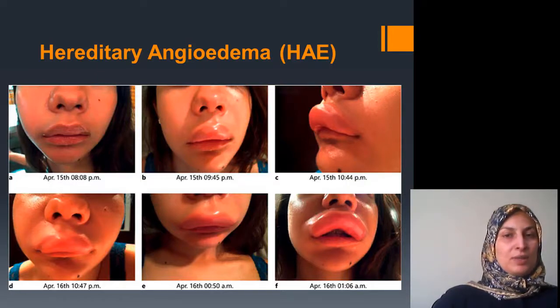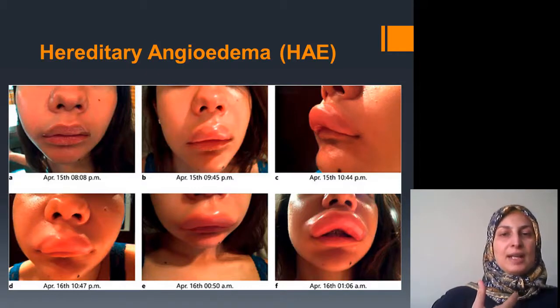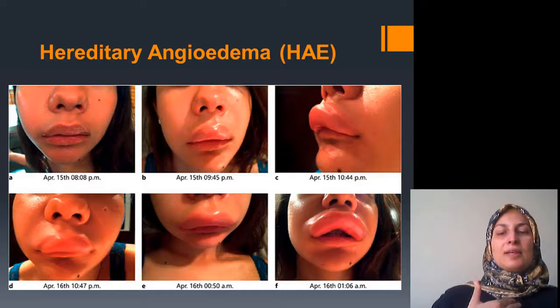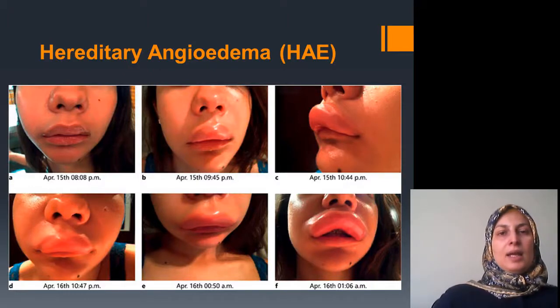The respiratory mucosa, the nasopharyngeal area, the laryngeal area would be affected, the respiratory pathways would be affected, and sometimes it might be a life-threatening condition, particularly when the patient cannot breathe because of the swelling in the respiratory pathways. The GI mucosa would be affected, and this will lead to abdominal pain, cramps, and different signs and symptoms.